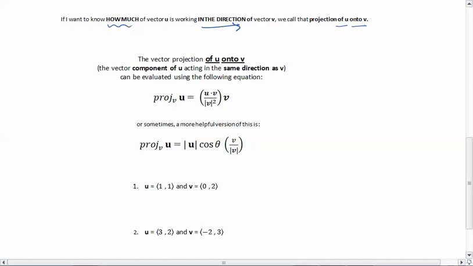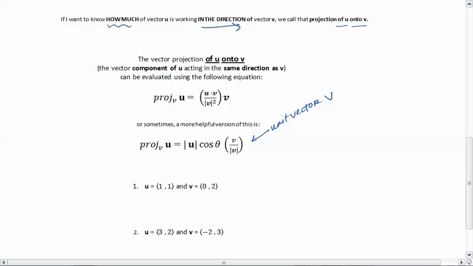We have the projection of u is equal to u dot v over the magnitude of v squared times v. Or sometimes I think it's easier to think about this as the magnitude of u times cosine of the theta in between times the unit vector v, which is represented by the vector v divided by the magnitude of v.